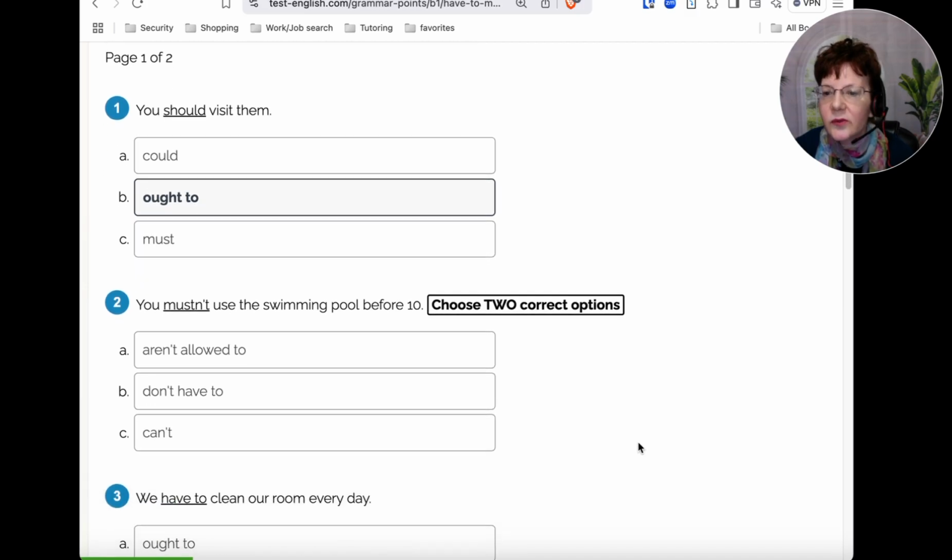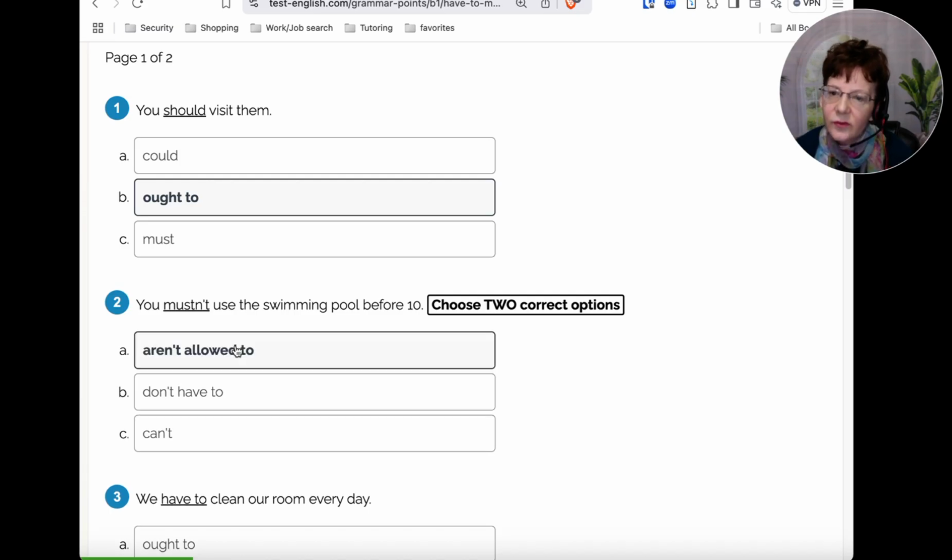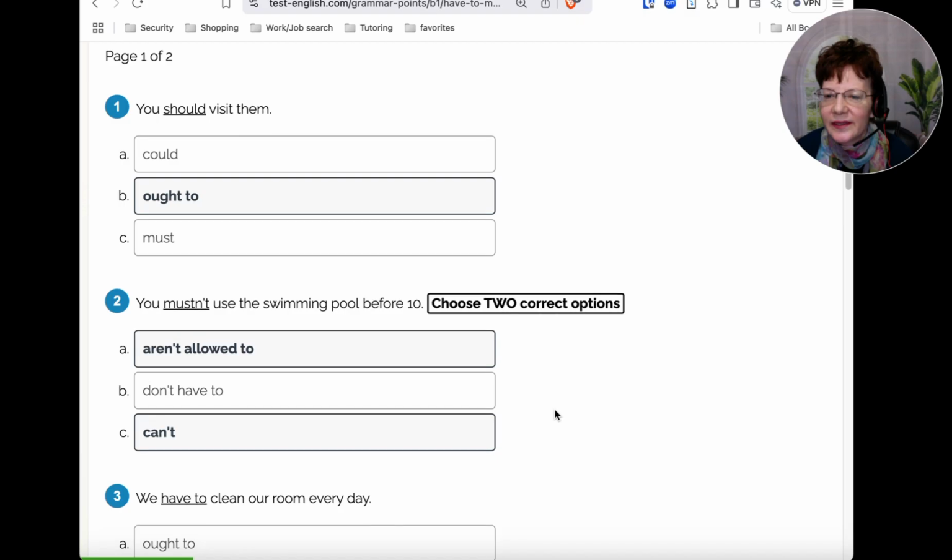Number 2 has 2 correct options. You mustn't use the swimming pool before 10. What do you think means the same? That's like prohibition. So option A would be one, aren't allowed to. What would be the other? Option C, can't, what we looked at.